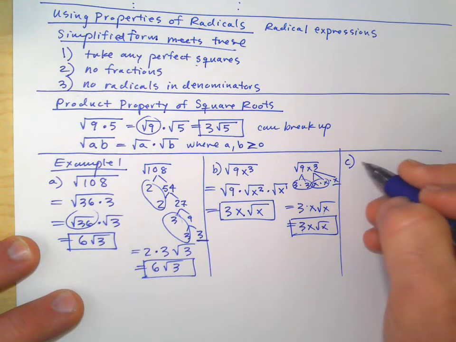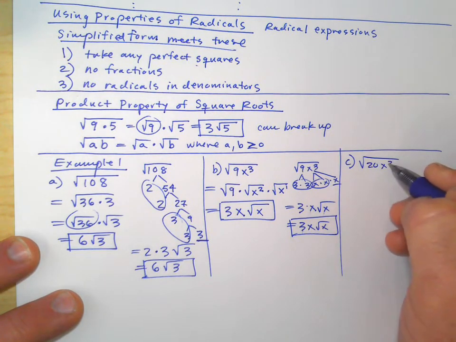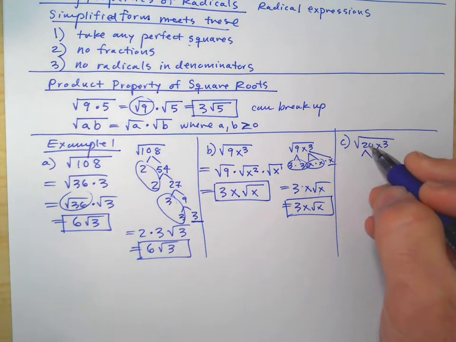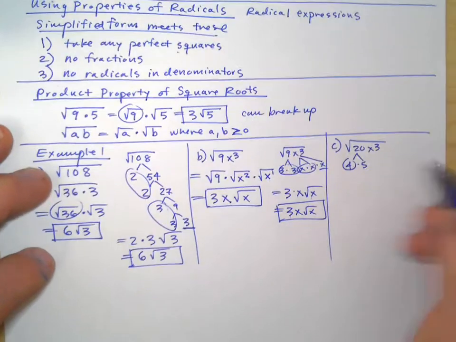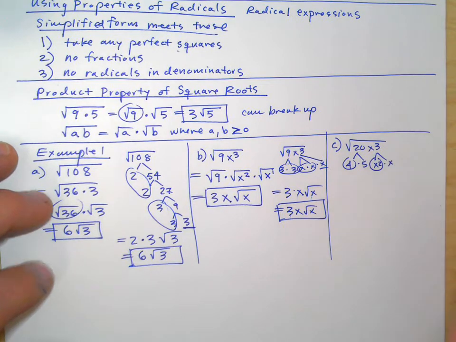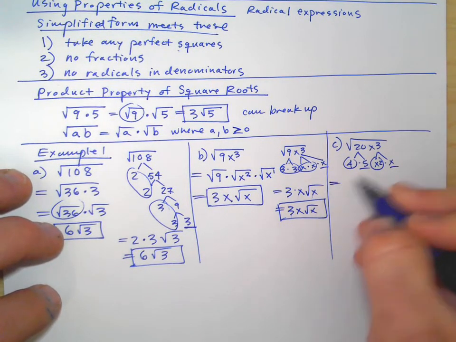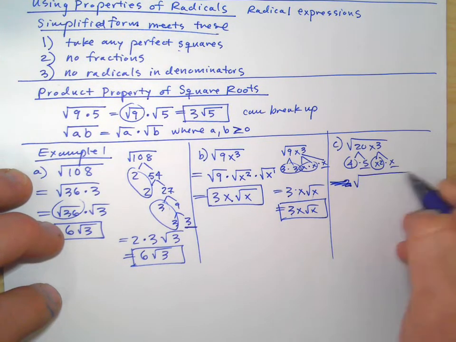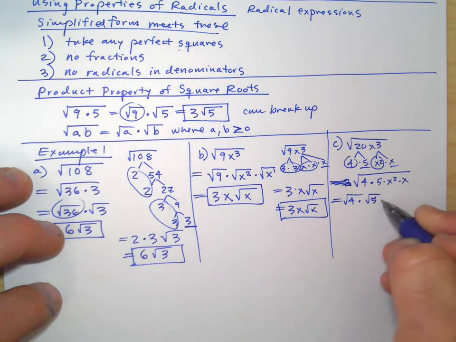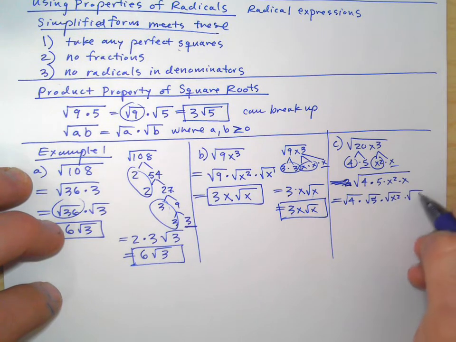Okay, C, the square root of 20x cubed. Now, in some of these, I probably wouldn't do the factor tree. I'd say, oh, 20, I know a perfect square that goes in 20, the 4. And then there's a 5 left over, and I can't take anything out of 5. And then x cubed, there's an x squared in there I can take out, and then there's an x that's left over. So we could rewrite this: square root of 4 times 5 times x squared times x, and then we could write it all broken up. Square root of 4 times square root of 5 times square root of x squared times square root of x.